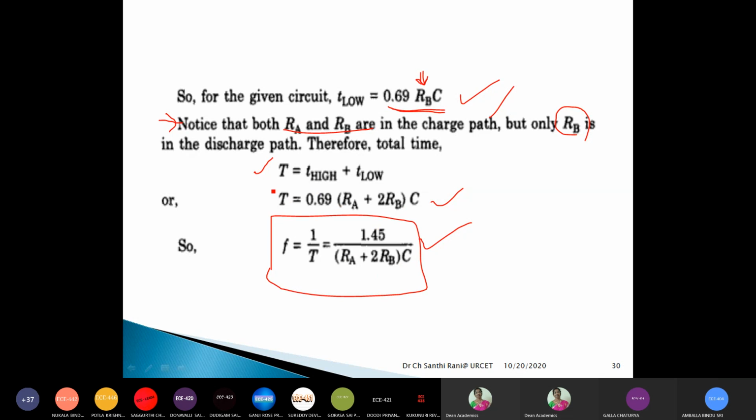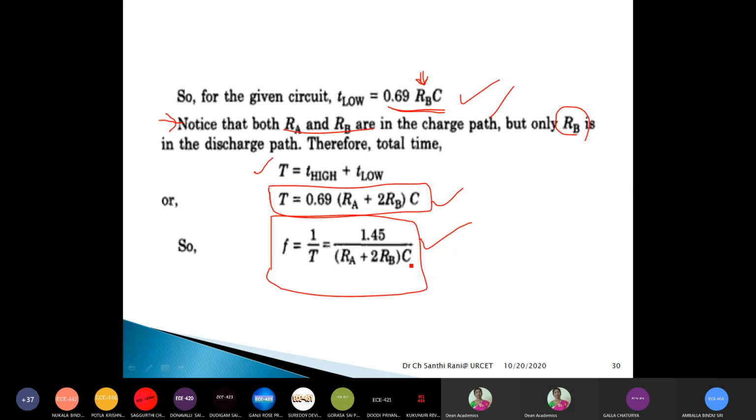I think we are very much habituated to write the total time period. So if this is easy to remember, you remember this, and 1 by T you can write later, right? So T is equal to 0.69 RC. For monostable, it is 1.1 RC, and here it is 0.69 RC. That's all. So for monostable, we write R as a single R. For astable, we will get RA plus 2RB, right? So when you calculate total T, you will get like this.